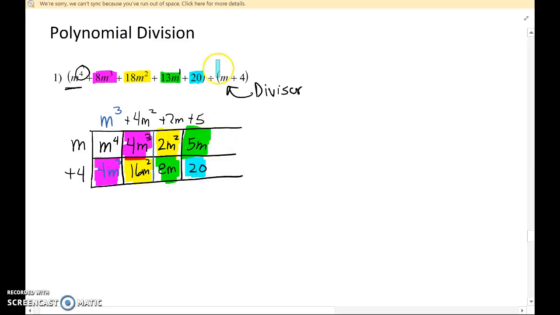And so on the diagonal here, we get a 0. Okay, and so that means we have no remainder. That means that m plus 4 is a factor of our original polynomial. And so the way we write our answer out is m cubed plus 4m squared plus 2m plus 5.